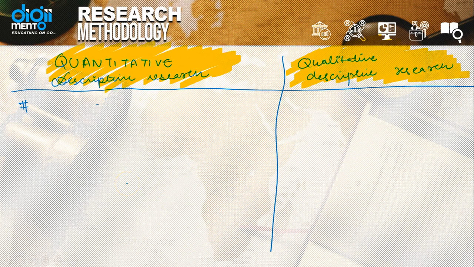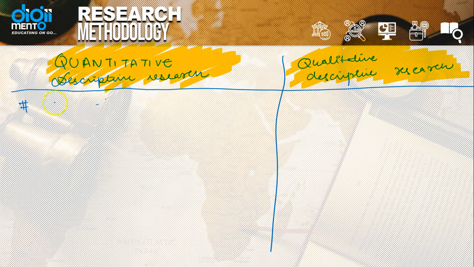The first difference between quantitative and qualitative: the quantitative research assumes the world is stable, which means we can measure the data in this whole world. The qualitative descriptive research assumes that the world is unstable, which means the idea of one person will be different from another.